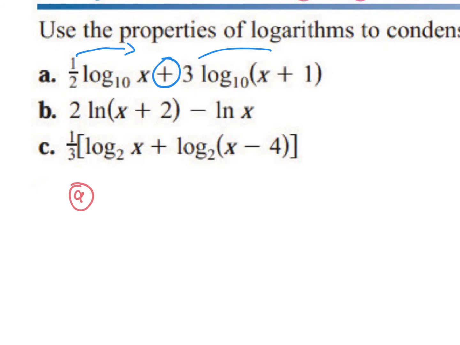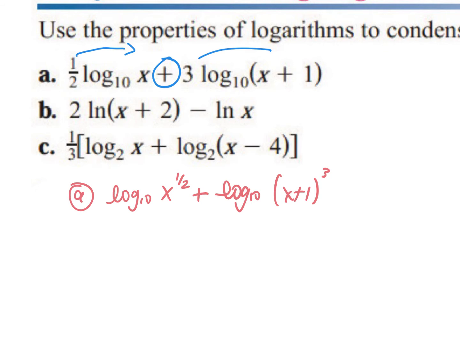So the first thing I'm going to do is I'm going to move my coefficients to exponents. So I'm going to rewrite this as log base 10 of x to the 1/2 plus log base 10 of x plus 1 to the 3rd power. I just like to do that. It makes it easier for me once I have my exponents out of the way. Yes, sir. Do we then have to put in the square root or we don't have to? Yes, in a second. Hang on.